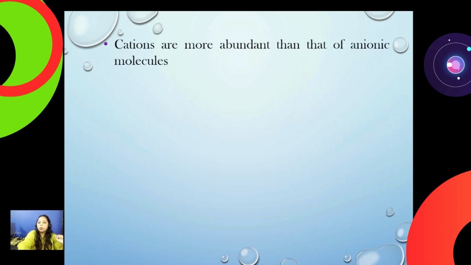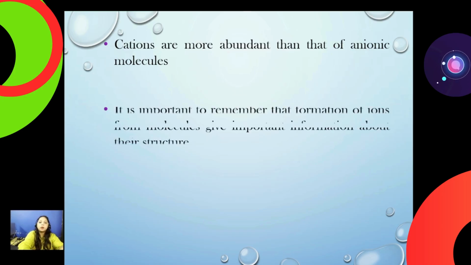So cations are more abundant. They are more positive ions as compared to the negative ones. If you look at the periodic table, you can easily get a picture. All the metals that are the d orbital ones, present in the middle of the periodic table, are positive ones. Mostly elements in the periodic table are metals, so most of them make positive ions.